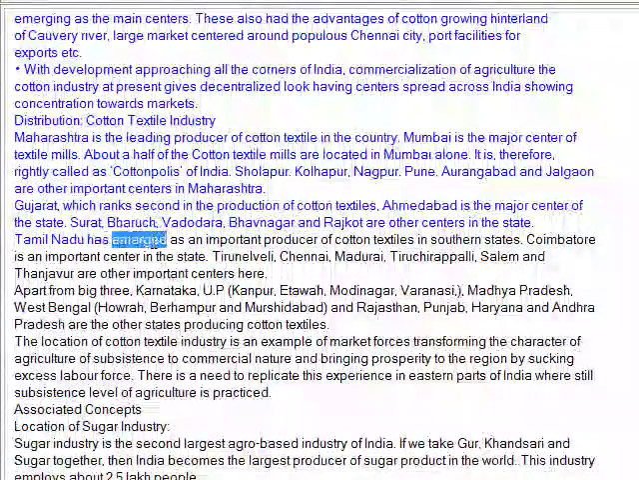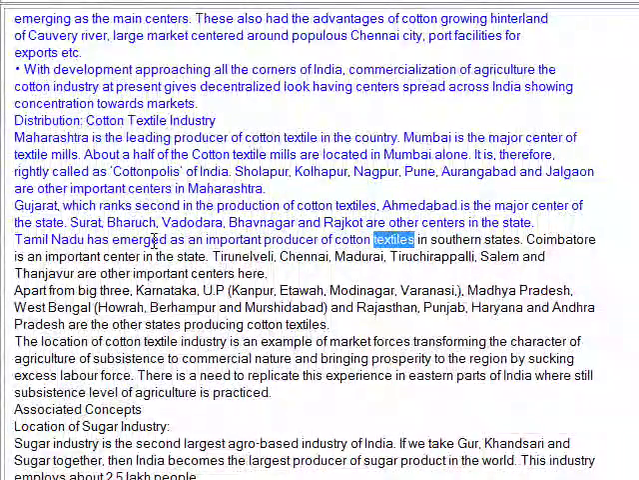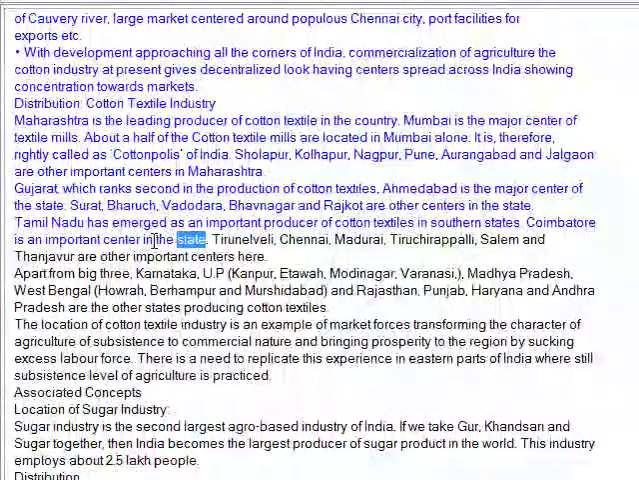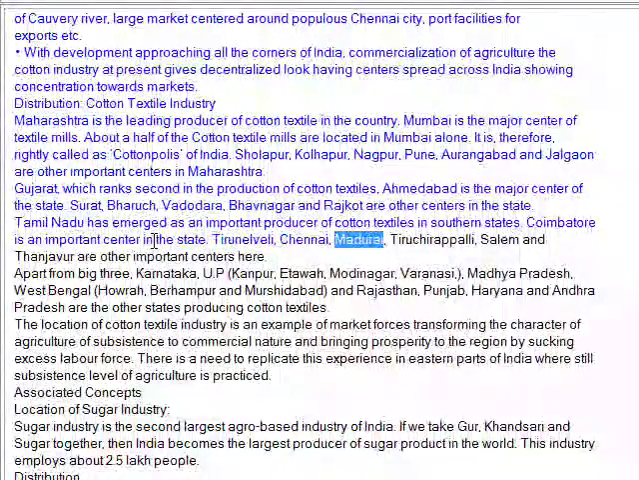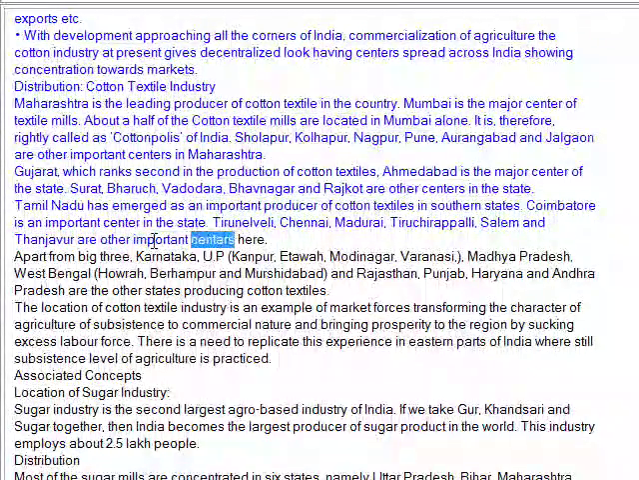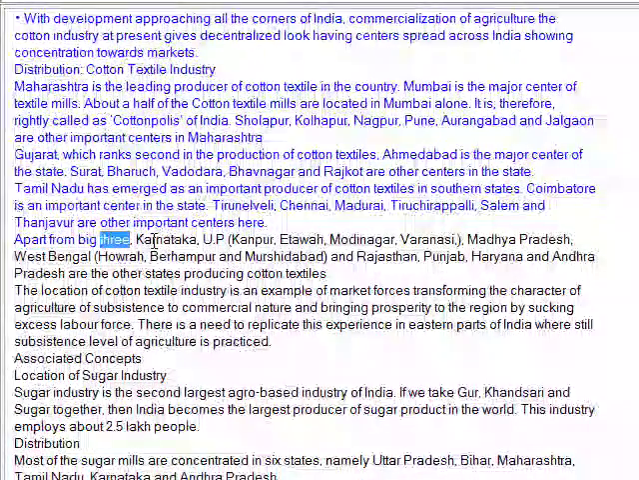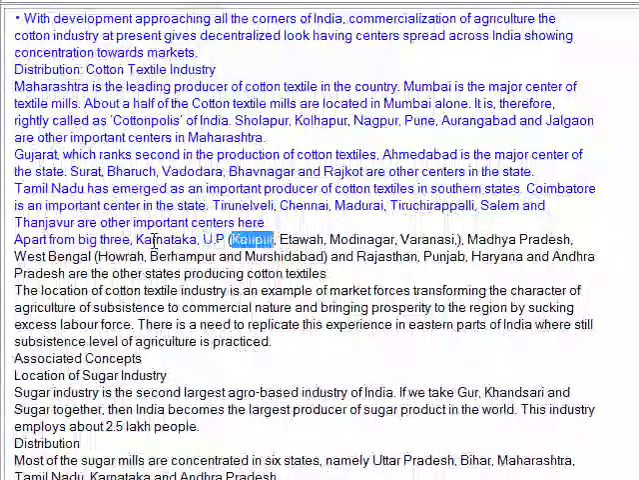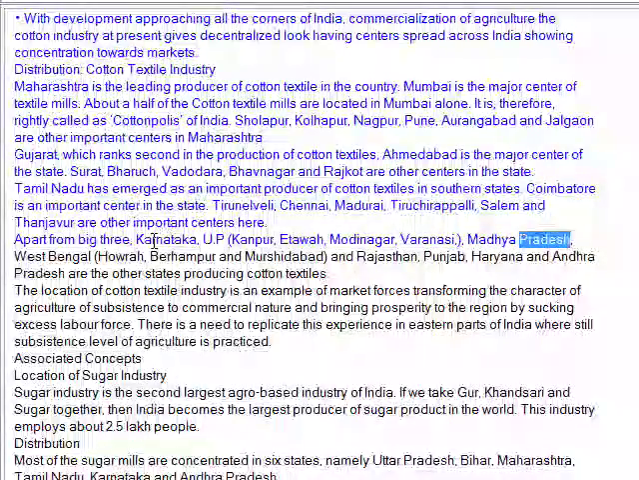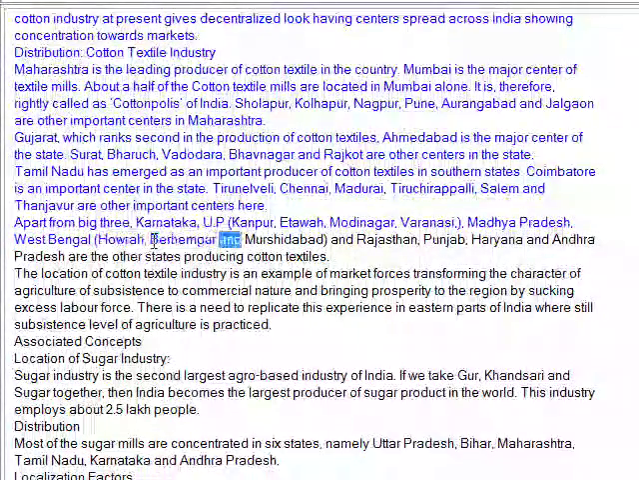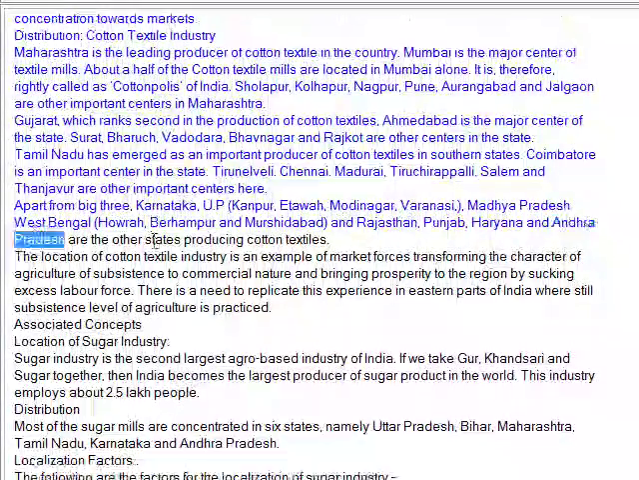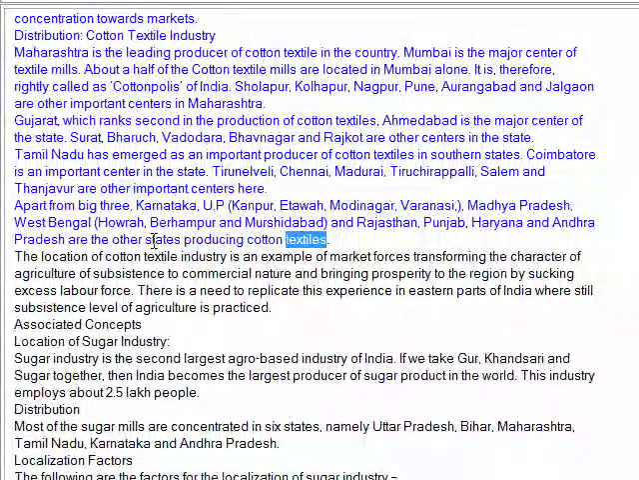Tamil Nadu has emerged as an important producer of cotton textiles in southern states. Coimbatore is an important center in the state. Tirunelveli, Chennai, Madurai, Tirupati, Salem and Tanjavur are other important centers here. Apart from the Big Three, Karnataka, Uttar Pradesh with Kanpur, Etawah, Modinagar and Varanasi, Madhya Pradesh, West Bengal with Howrah, Berhampore and Murshidabad, and Rajasthan, Punjab, Haryana and Andhra Pradesh are the other states producing cotton textiles.